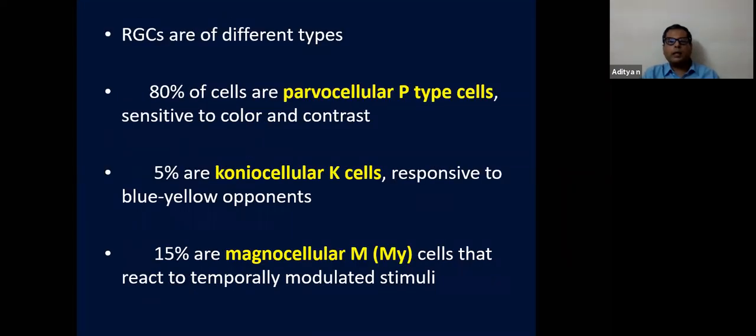So the RGCs are of different types. About 80% of the cells are the parvocellular P cell types, which are sensitive to both color and contrast. About 5% are the koniocellular K cells, which are responsive to the blue-yellow colors. And about 15% are the magnocellular M cells that react to the temporally modulated stimuli.